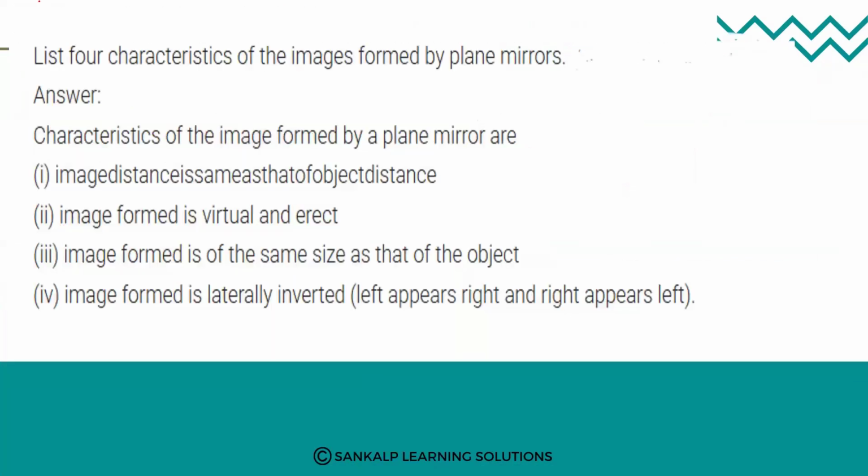Next one: list 4 characteristics of the images formed by plane mirrors. The characteristics of the image formed by a plane mirror are: the image distance is the same as the object distance. The image formed is virtual and erect. Virtual means the image is formed behind the mirror, behind the screen. Erect means upright, straight.